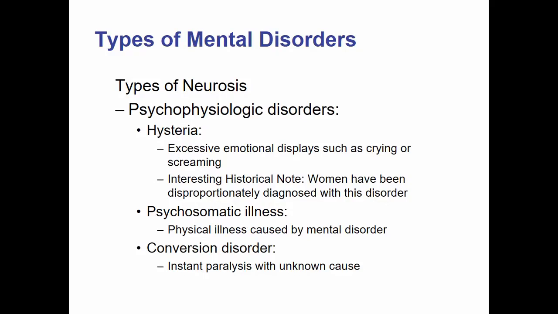So we had our neuroses, we had our psychoses, and now we have psychological disorders. Oh, no, wait, sorry, these are still neuroses. Within neurosis, we have psychophysiological disorders. Some of these are hysteria, psychosomatic illnesses, and conversion disorder.